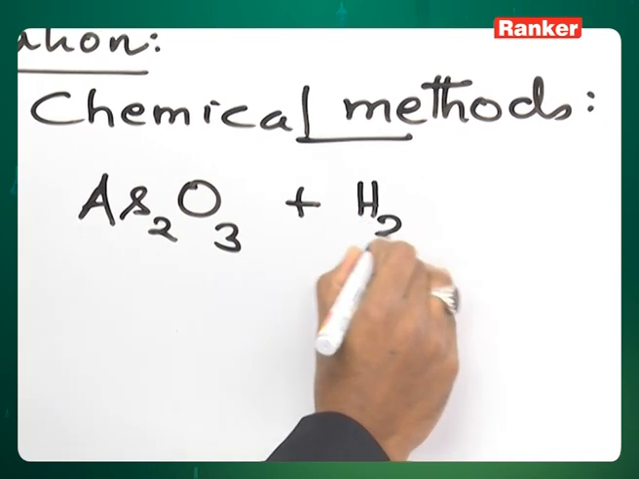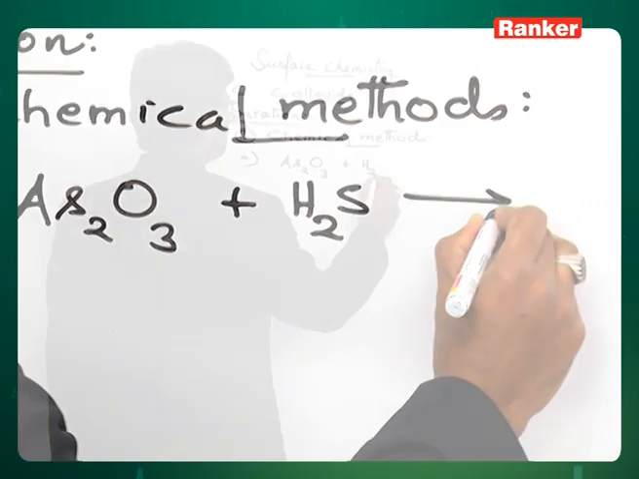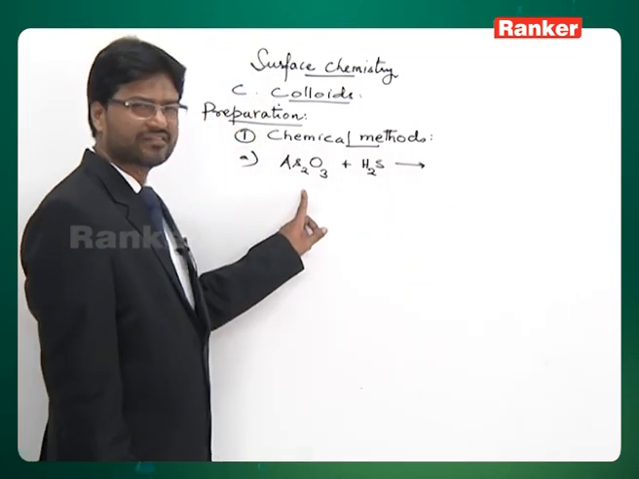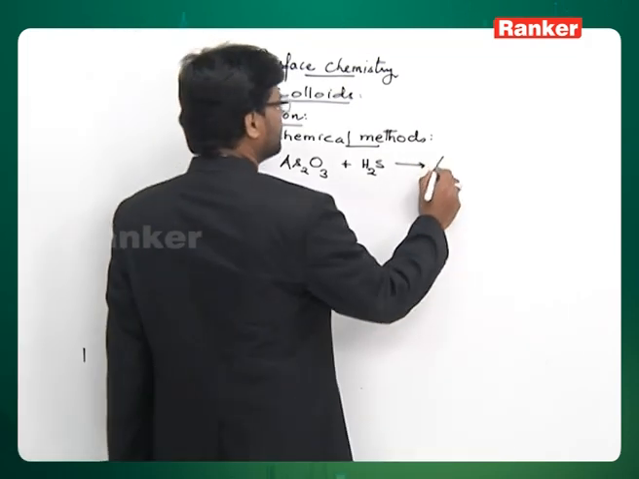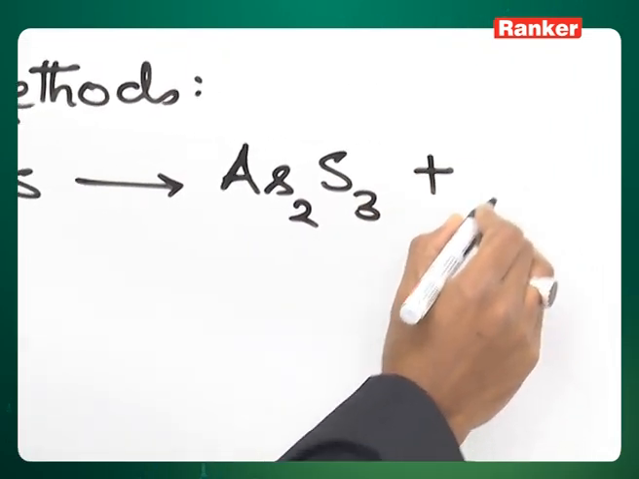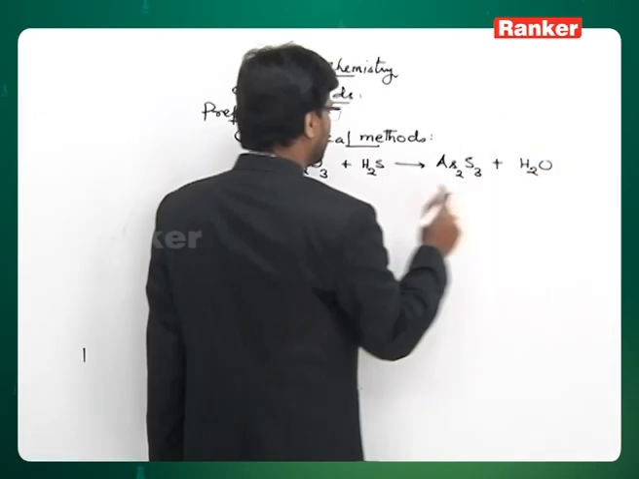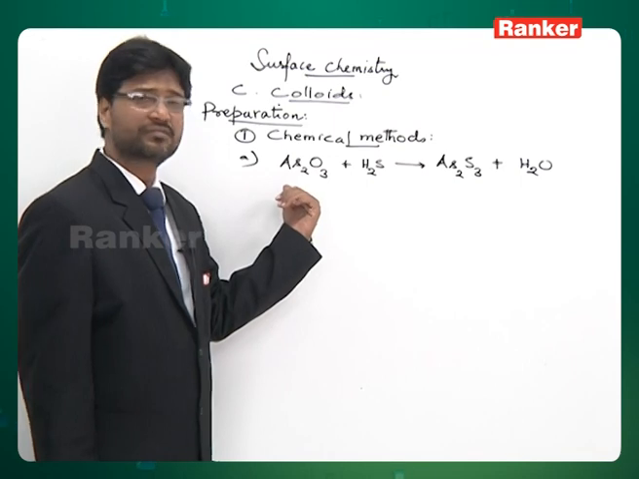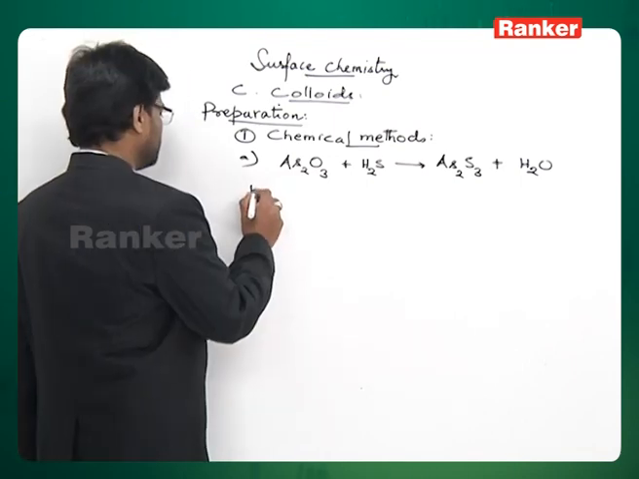Look at this example. If arsenic trioxide is treated with H2S, if you bubble H2S in a solution of arsenic trioxide, then you get arsenic sulfide sol. The driving force for this reaction is the low KSP of arsenic sulfide when compared to arsenic oxide.